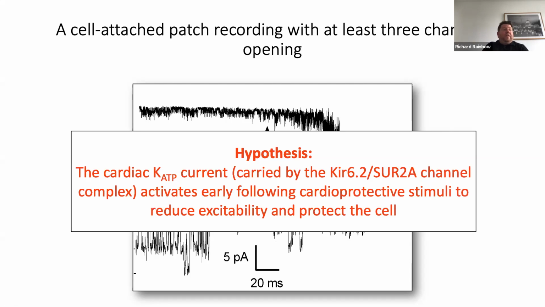So what we hypothesized then is that the cardiac KATP current carried by the Kir6.2/SUR2A channel activates early following a cardioprotective stimulus to reduce the electrical activity of the cell and protect it from damage.